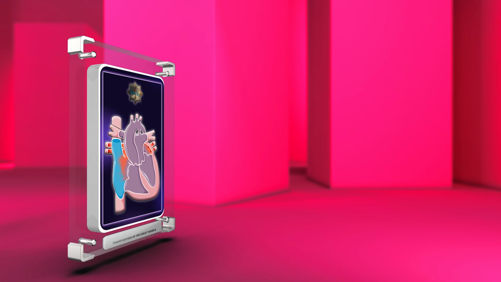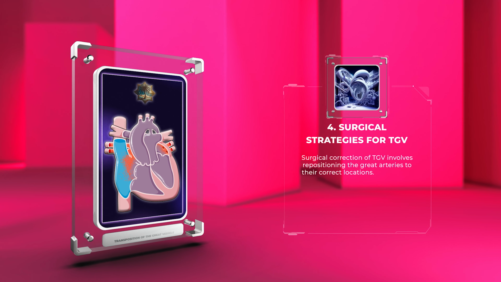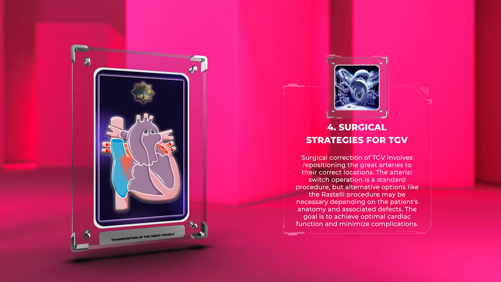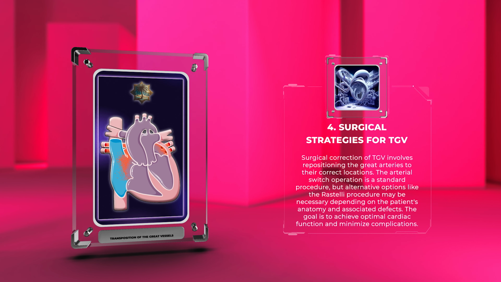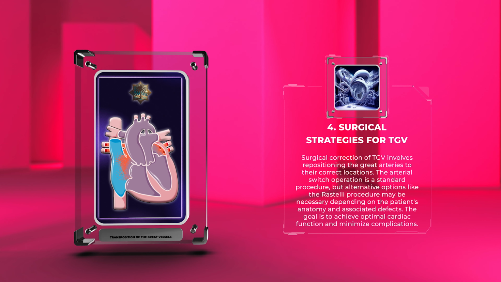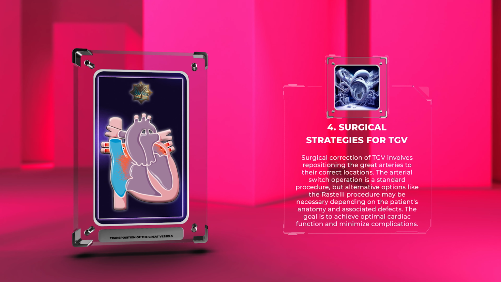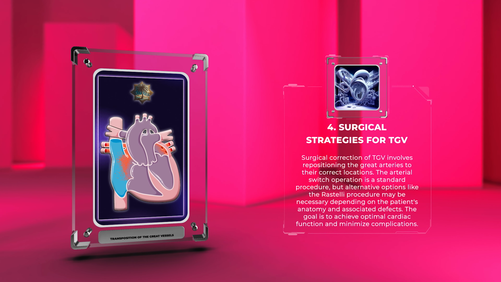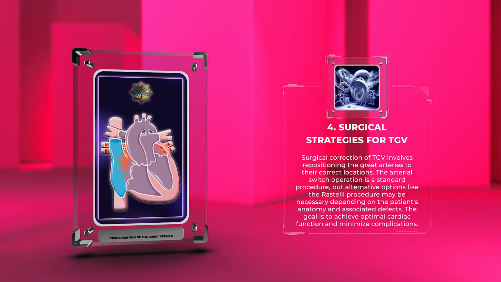Surgical correction of TGV involves repositioning the great arteries to their correct locations. The arterial switch operation is a standard procedure, but alternative options like the Rastelli procedure may be necessary depending on the patient's anatomy and associated defects. The goal is to achieve optimal cardiac function and minimize complications.